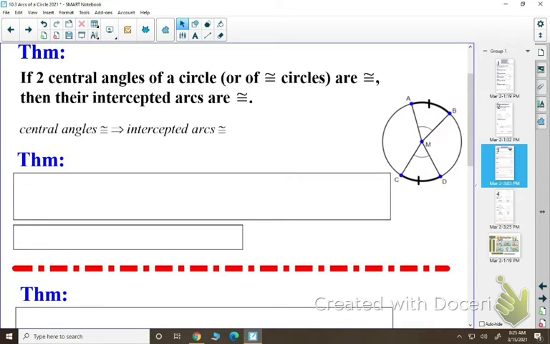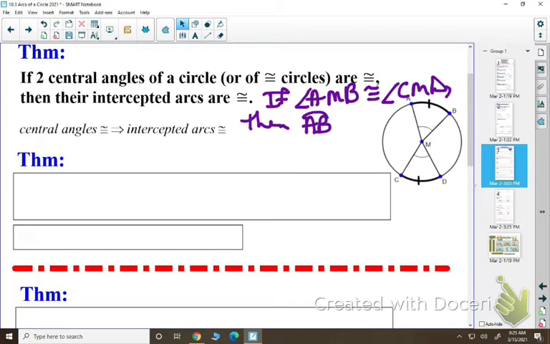So in my picture here, if we knew that angle AMB is congruent to angle CMD, then according to this theorem, arc AB would be congruent to arc CD. So again, if the central angles are congruent, then the intercepted arcs are congruent.